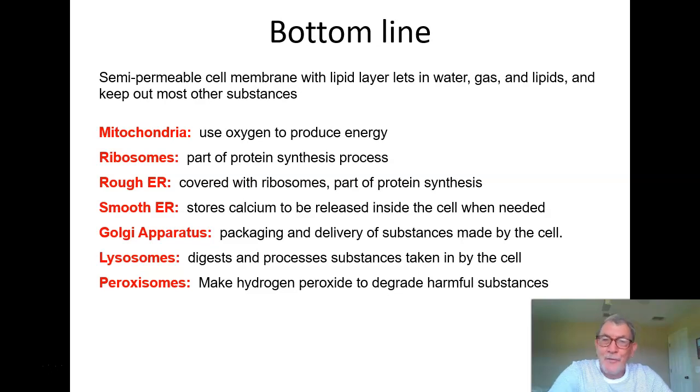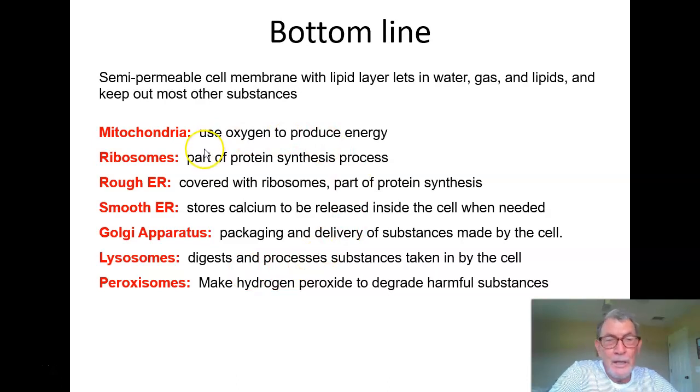And here, every once in a while I do one of these and people love them. Look, mitochondria use oxygen to produce energy. Ribosomes become part of protein synthesis. The rough ER is covered with ribosomes. Smooth ER is not. Stores calcium, and so forth. So make sure that you know the bottom line about each one of these organelles.